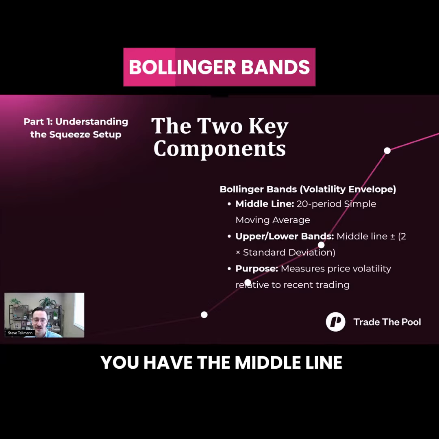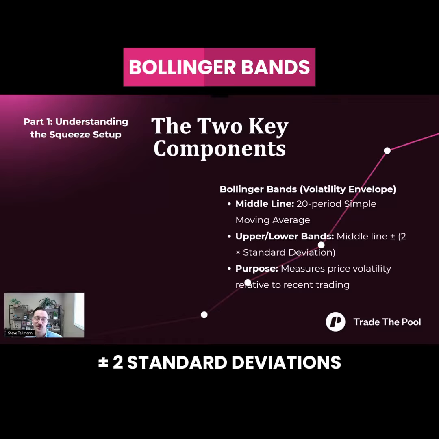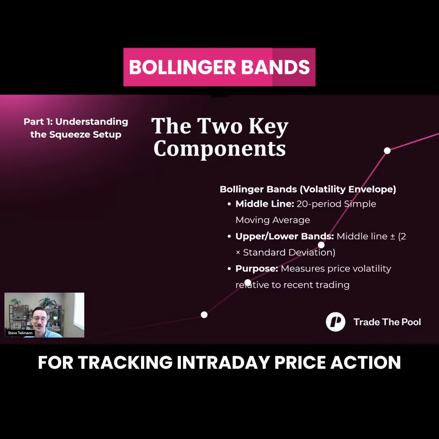essentially you have the middle line, which is just a 20 moving average on any time frame. But then the upper and lower bands are plus or minus 2 standard deviations of a move from the midpoint. So just mathematically, it makes very logical sense that on any impulse move, you'll see sellers starting to step in there on any given time frame, especially higher time frames. Because of that, they're very useful for tracking intraday price action.